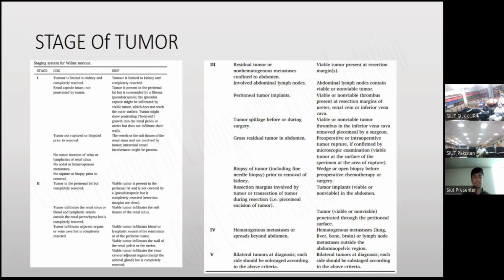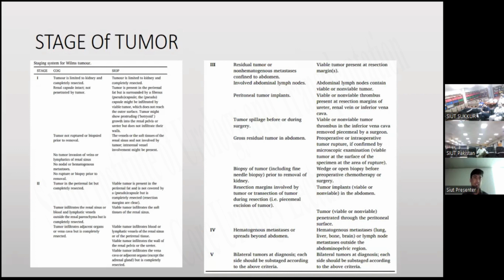Most of the points are similar in staging, except in stage 3. COG says that even if you are taking a needle biopsy, they will label it as stage 3. While in SIOP, they don't; they label a wedge or open biopsy as stage 3. And they say that there is a necessity to take the biopsy. We in the pediatric department follow SIOP guidelines, so we biopsy as per SIOP.